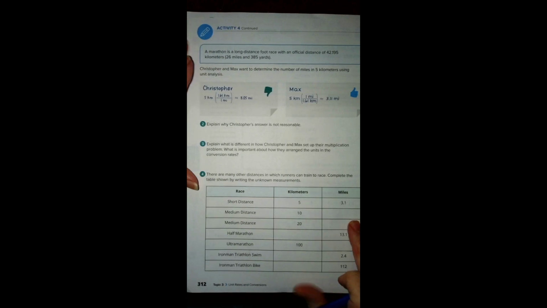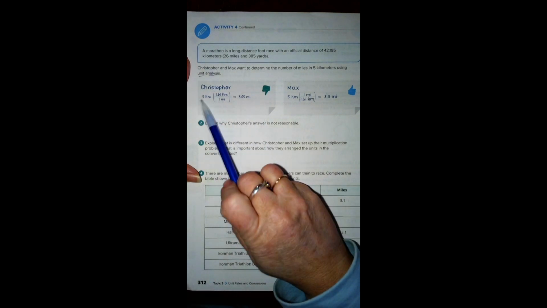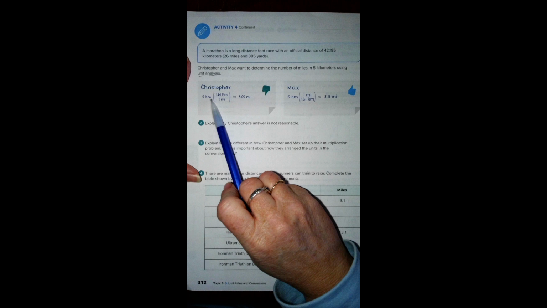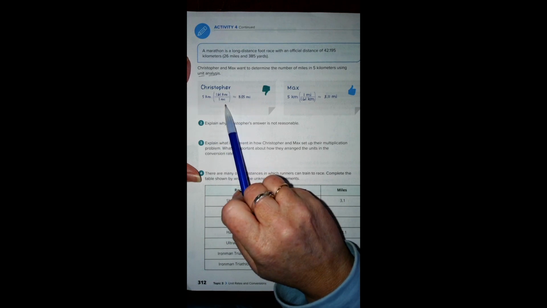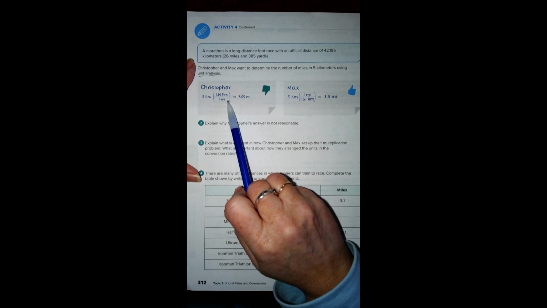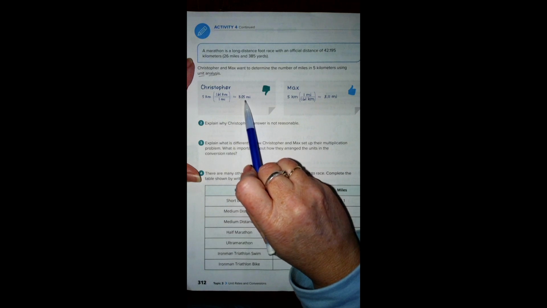A marathon is a long-distance foot race with an official distance of 42 and 195 thousandths kilometers, which is 26 miles and 385 yards. Christopher and Max want to determine the number of miles in 5 kilometers using unit analysis. So let's see who's right. Christopher did 5 kilometers times 1.6 kilometers per 1 mile, which is the correct conversion rate. 1 mile does equal 1.61 kilometers. And he says 8.05 miles.